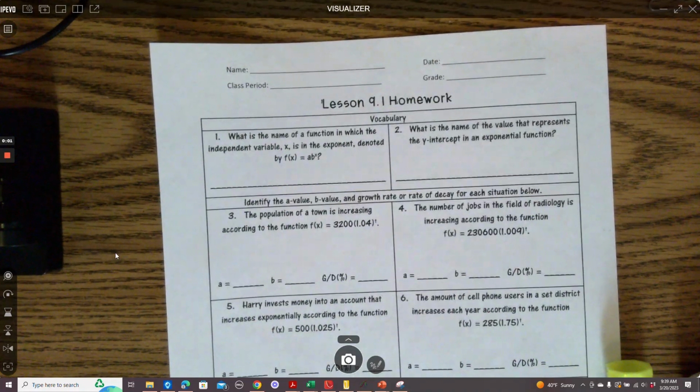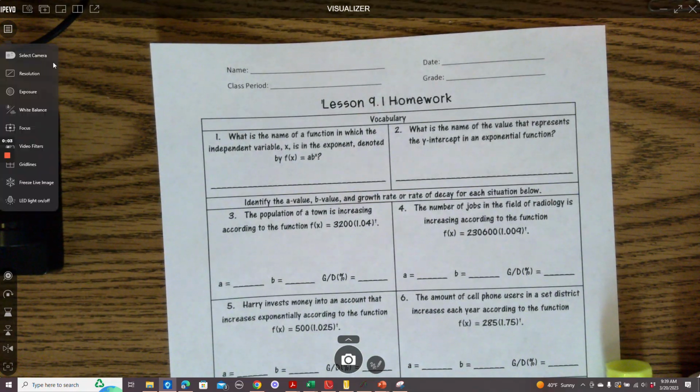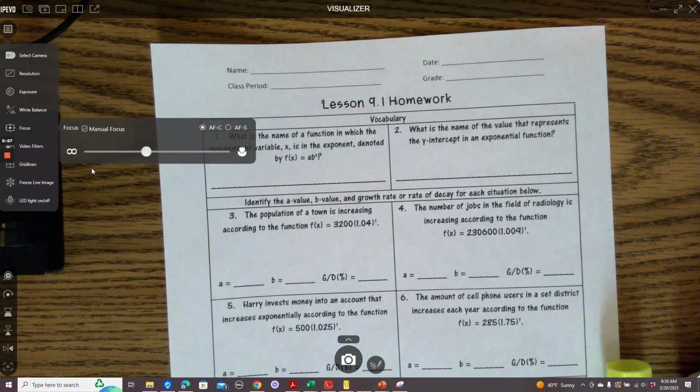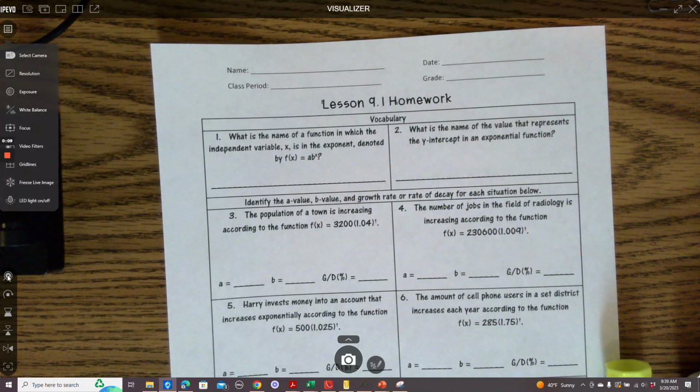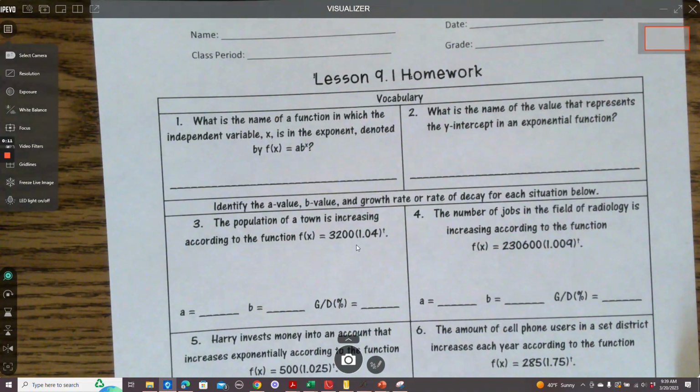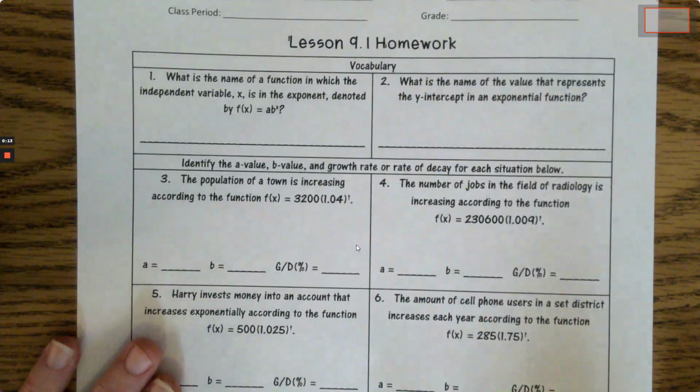All right, this video is for the lesson 9.1 homework. We're looking at the pieces of an exponential function today. So just what the different pieces mean, what they represent.